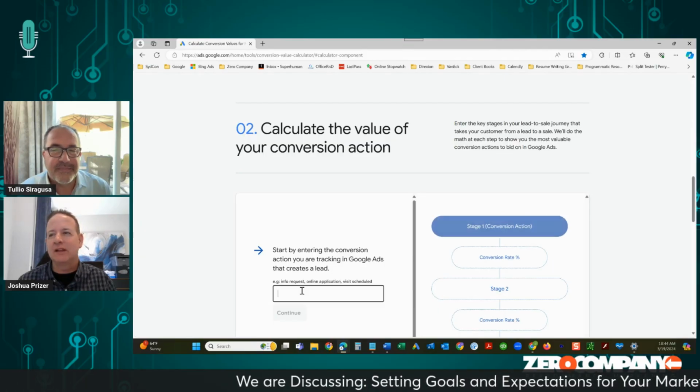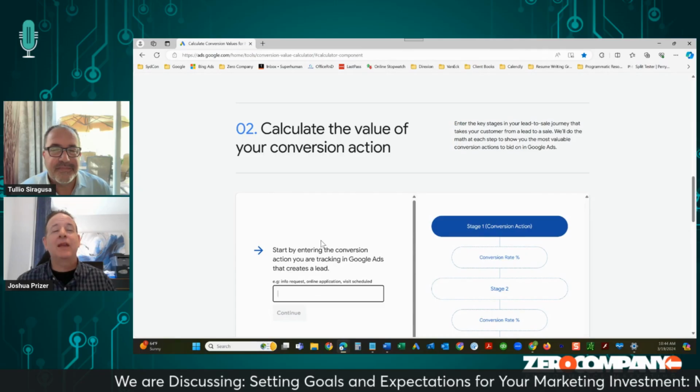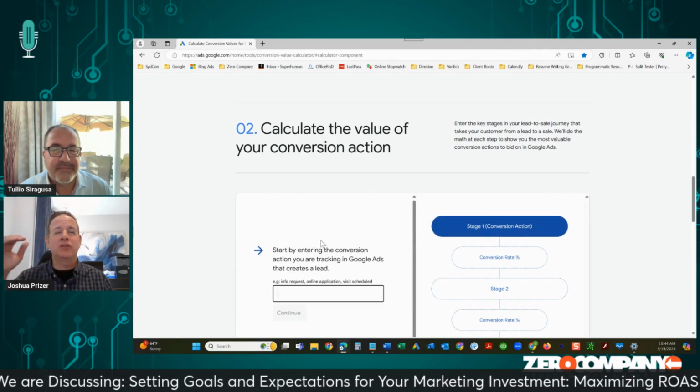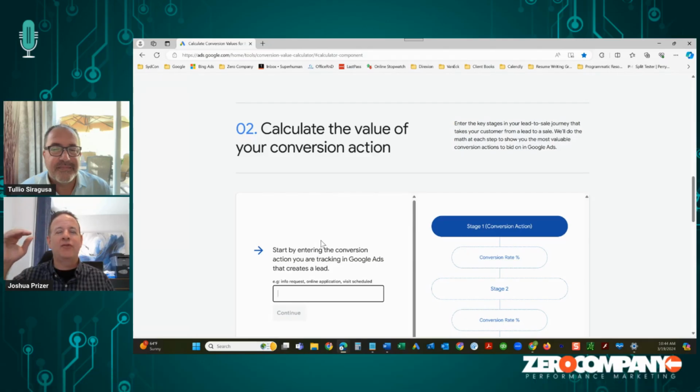So the first thing you do is you start by entering the conversion action you're tracking that creates a lead. And I'll make a note that it is important to do this process for every different type of lead. So example, for a window treatment company, one type of lead would be a phone call. Another type of lead might be a contact form on the website. Those are going to have very likely different results through this process. And we'll get into that, but let's just take one.